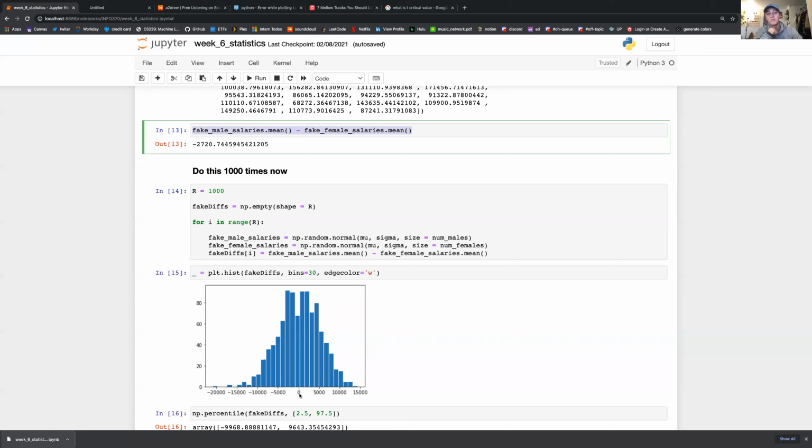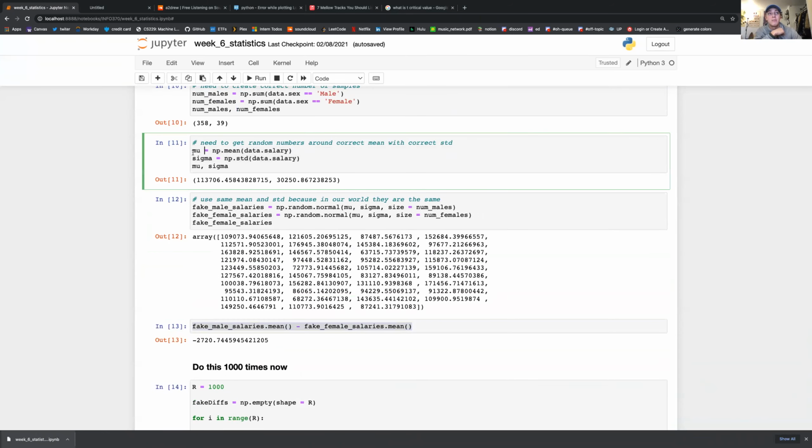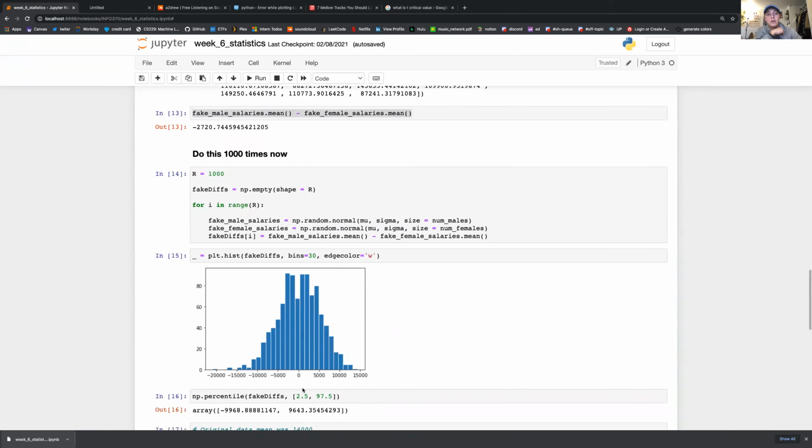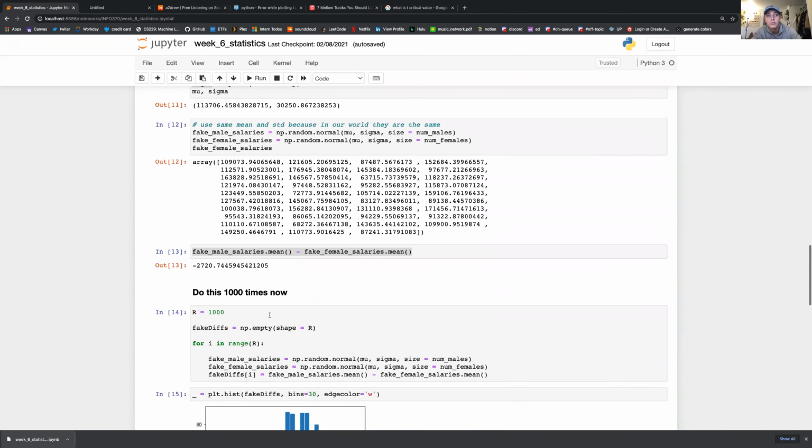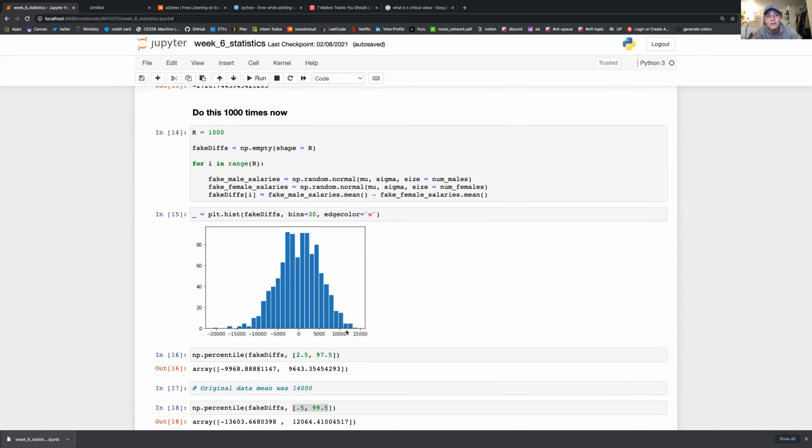I hope it makes sense that if we plotted the difference between male and female salaries, assuming they have the same mean and standard deviation, we would see our histogram centered at 0, where there is no difference. And what we can do now from this histogram is ask, how likely is it that we will see a difference like we did in our original data of $14,000? If we look here, 14,000 lies about right over here. So it looks pretty rare.